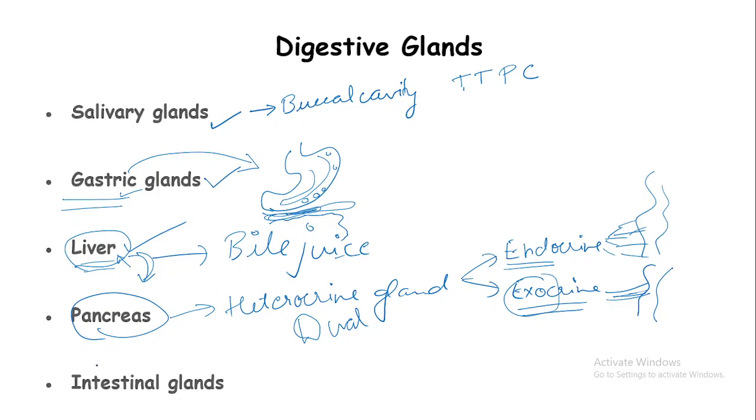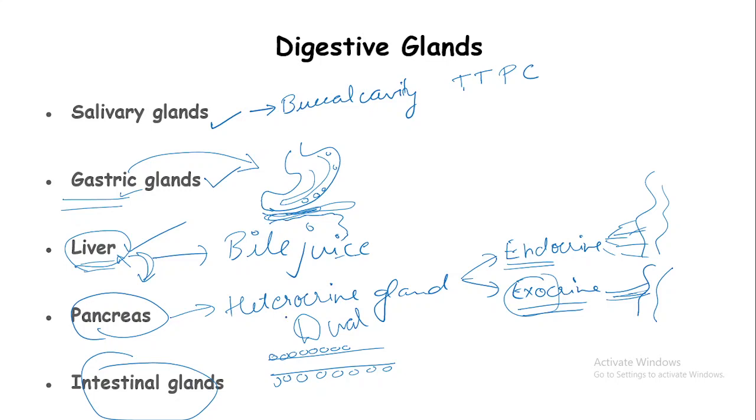Next, moving on to the intestinal glands. Again, as the term says, intestinal glands refers to the glands that are present in the intestine. And when I say intestine, which is a part of the alimentary canal, they are embedded inside the submucosa and mucosa regions of the intestine.